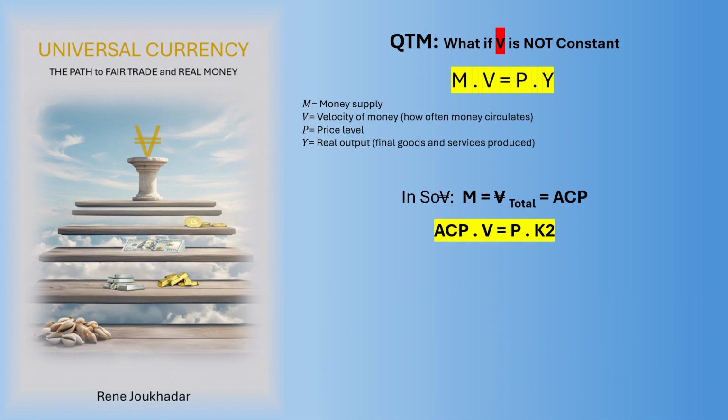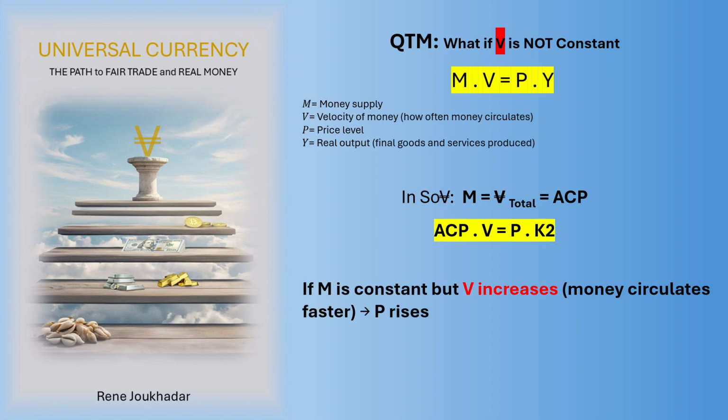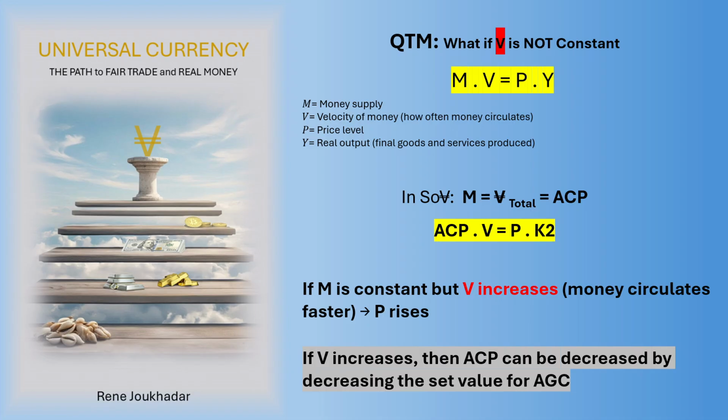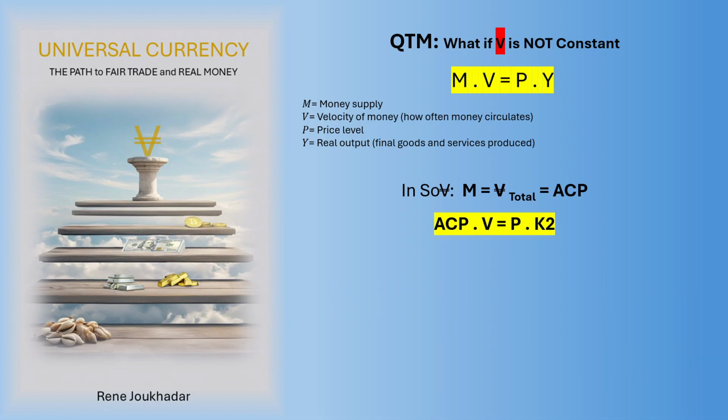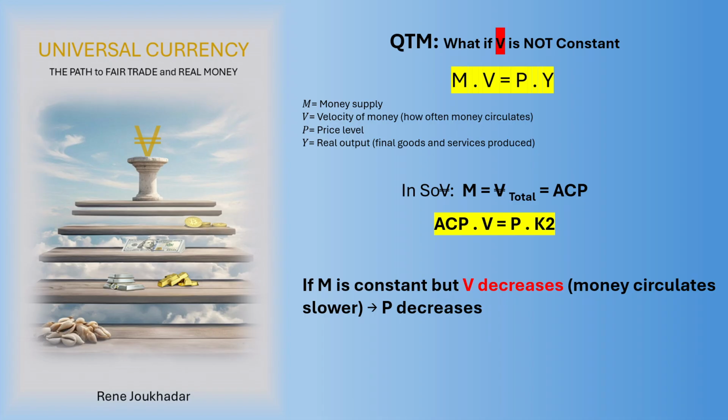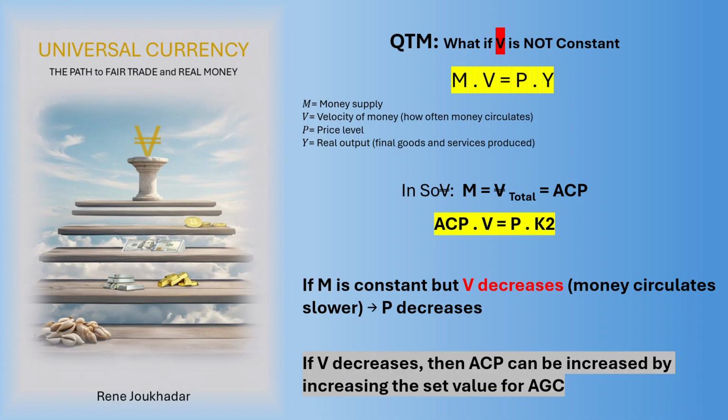Now let's consider a situation where the velocity of money is not constant. So if the money supply is constant but the velocity increases, that is, money circulates faster, then the prices are expected to rise. So the ACP in this case can be decreased by decreasing the set value for AGC. And if the opposite happens, that is, the velocity decreases, money circulates slower, then the prices are expected to decrease. So the ACP here can be increased proportionally by increasing the set value for the AGC.